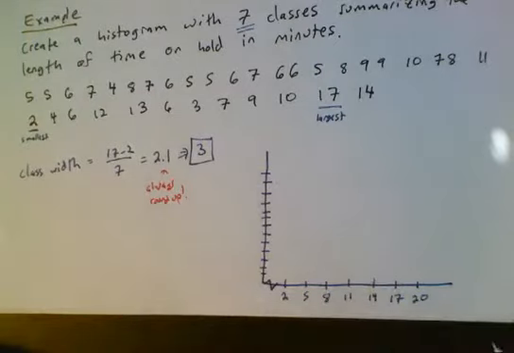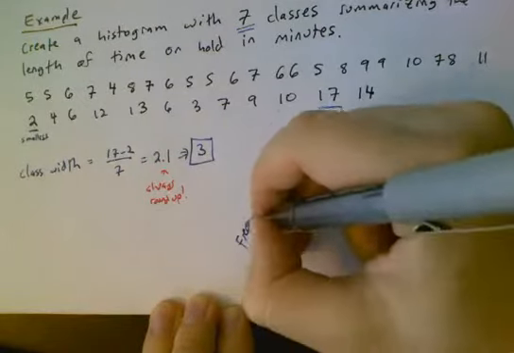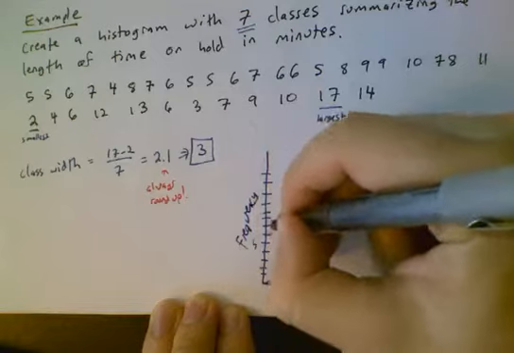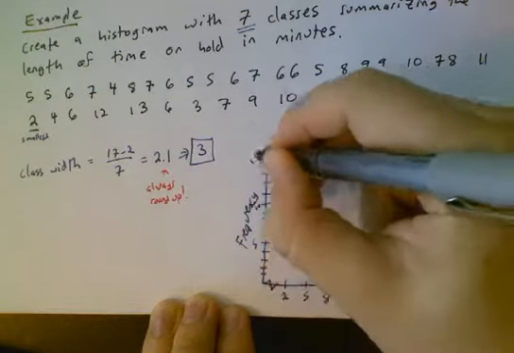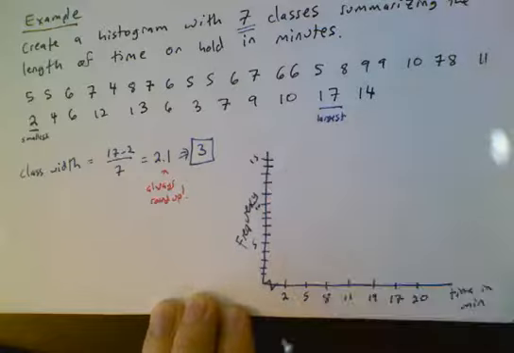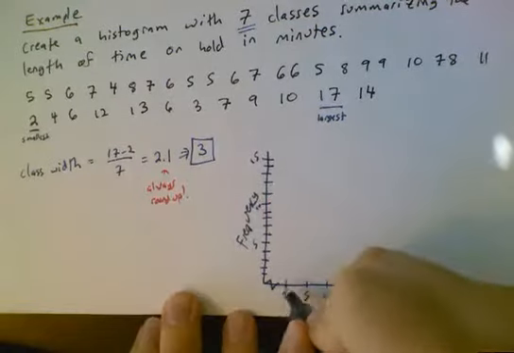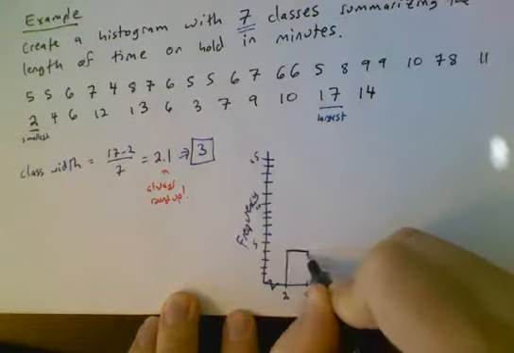And it's good practice to label it right away. So this is time in minutes. This is frequency. 1, 2, 3, 4, 5, 6, 7, 8, 9, 10, 11, 12, 13, 14, 15. So let's see, I just said that there were 4 between 2 and 5. So 1, 2, 3, 4.